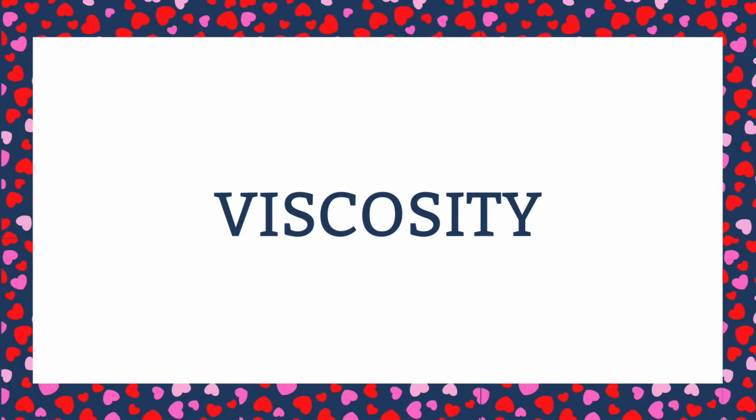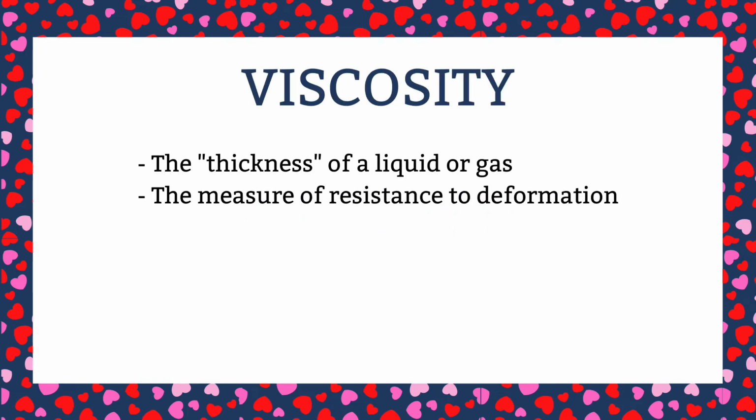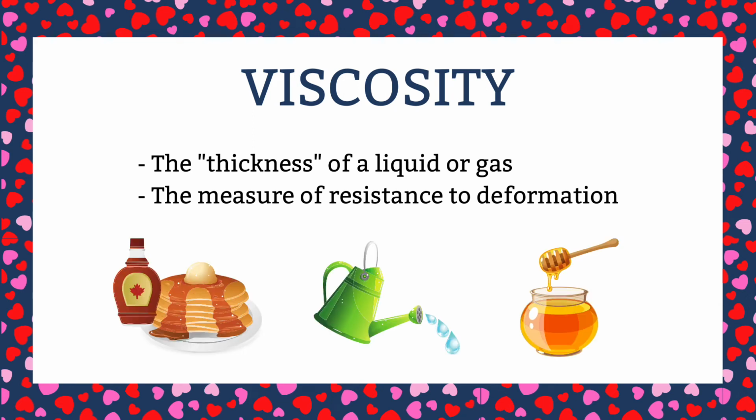So why did the hearts fall at different speeds? The answer is viscosity. Viscosity is a measure of thickness of liquids and gases. A more viscous liquid, one with a higher viscosity, is thicker and harder to pour. Take honey as an example, or maple syrup. It moves out of its bottle very slowly. It's thick and viscous. Water, on the other hand, has a very low viscosity, so it moves freely and easily.